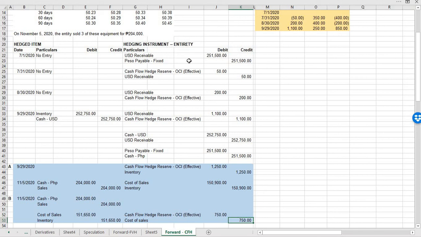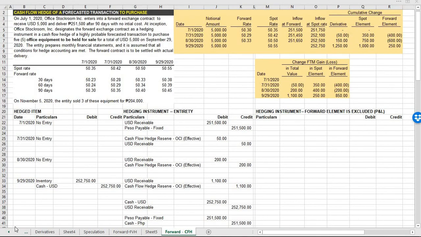So, ito ang ating journal entry for the hedging instrument if the forward contract is designated in its entirety to be the hedging instrument. Paano naman kung hindi? Ibig sabihin, paano kung yung forward element is excluded in the hedging instrument and only the spot element is designated as the hedging instrument? So, gawin natin. So, ngayon, let us now prepare the journal entries.